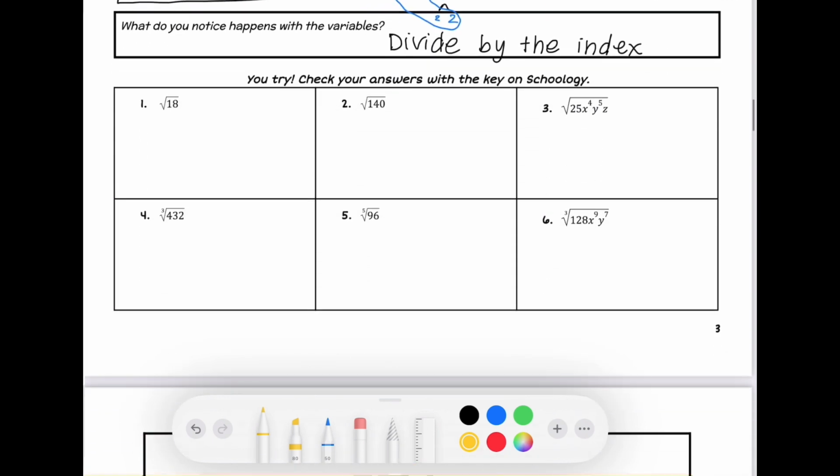So go ahead and try these on your own. I would pause the video and try these on your own and check the key on Schoology to make sure you got them all right.